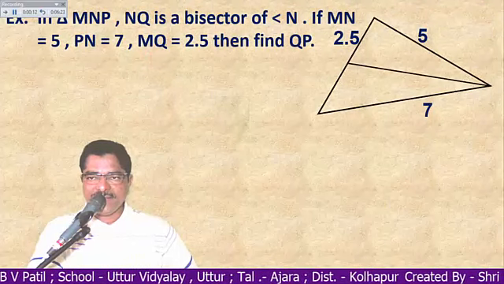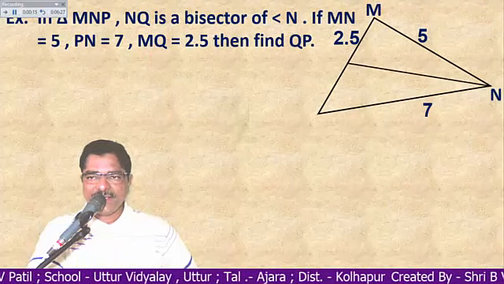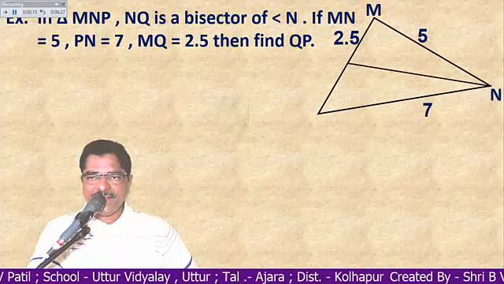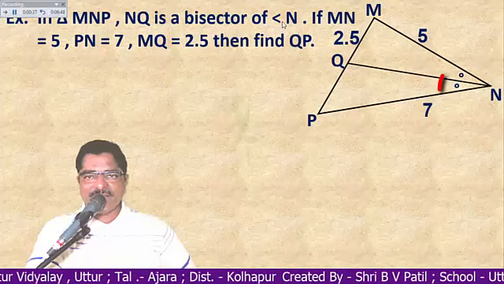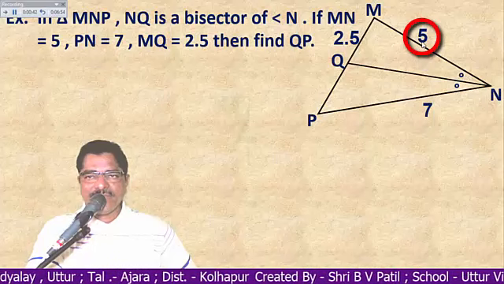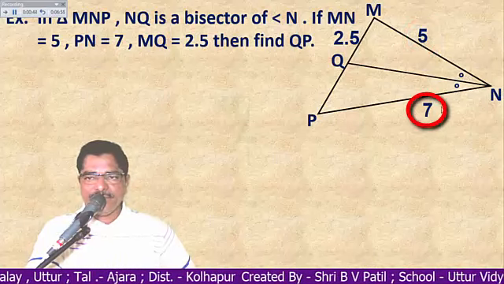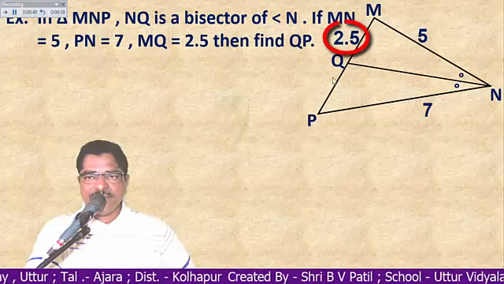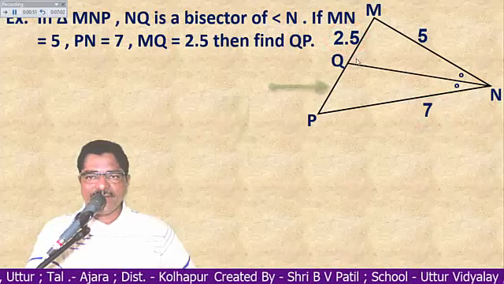Example: here a triangle is given with a bisector. The triangle is triangle MNP, and NQ is a bisector. In triangle MNP, NQ is the bisector of angle N. If MN is 5, PN is 7, MQ is 2.5, then find QP.